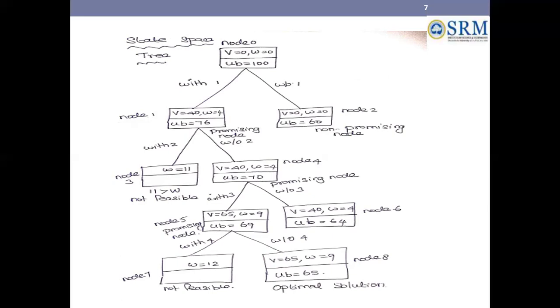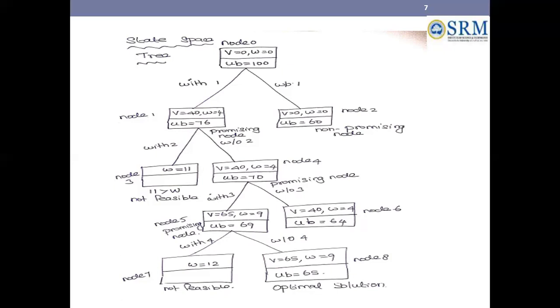Take the items one by one. So there are 4 items. Take item 1, item 2, item 3, item 4 in different levels. So first we are taking item 1. There are 2 edges, left edge and right edge. The left edge is with adding the item. The right edge is without adding item 1.